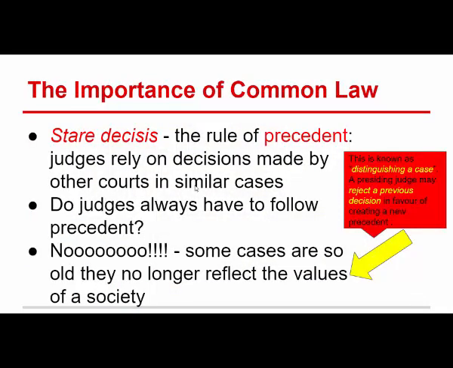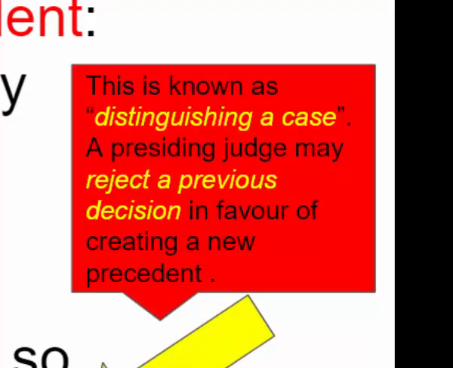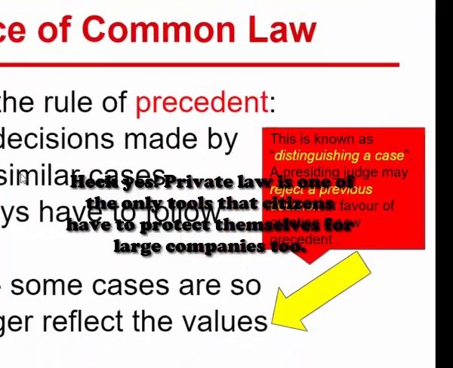Common law. Common law runs with the rule of precedent, otherwise known by the fun Latin term as stare decisis. Does a judge always have to follow the precedent set in similar cases? The answer is no, and this is called distinguishing a case, where a presiding judge may reject a previous decision in favor of creating a new precedent.